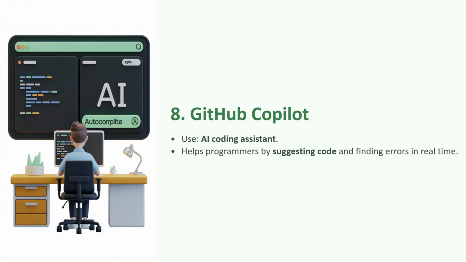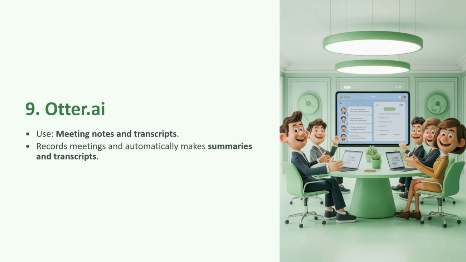Eighth one is GitHub Copilot. It is used as AI coding assistant. It helps programmers by suggesting code and finding errors in real time. Ninth one is Otter.ai. It is used for meeting notes and transcripts. It records meetings and automatically makes summaries and transcripts.